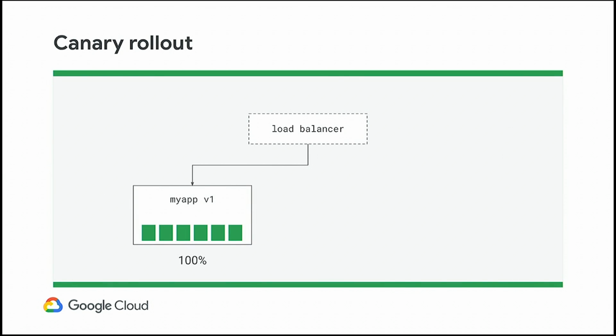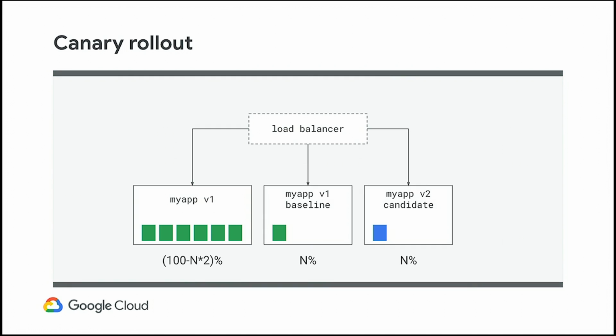So what's the schematic for a canary rollout? Well, you start with a load balancer. You've got your current app running. And then you move to this intermediate state in which you have your current running app, and you have a baseline, and you have a candidate. Why the baseline? It's very common to see what I might call simple canary approaches, where you just compare the candidate with the existing version.